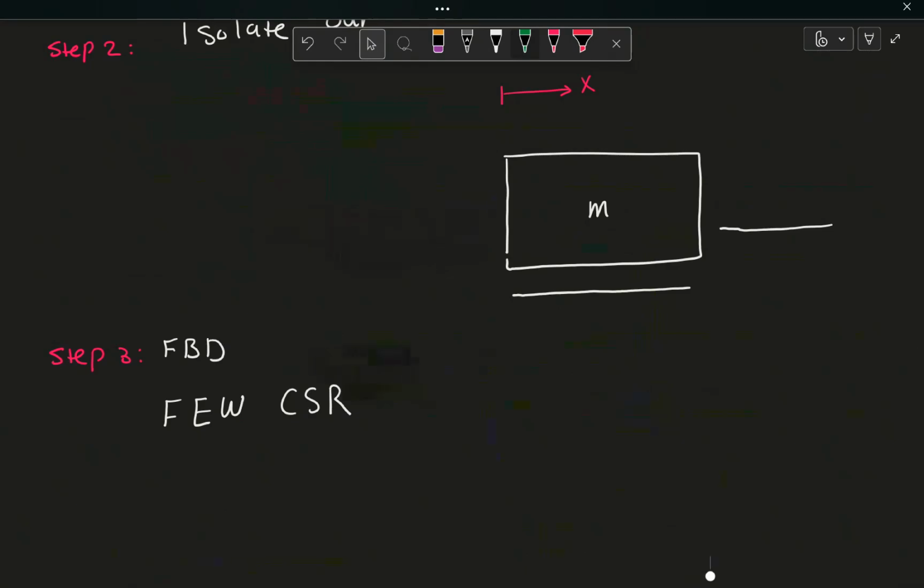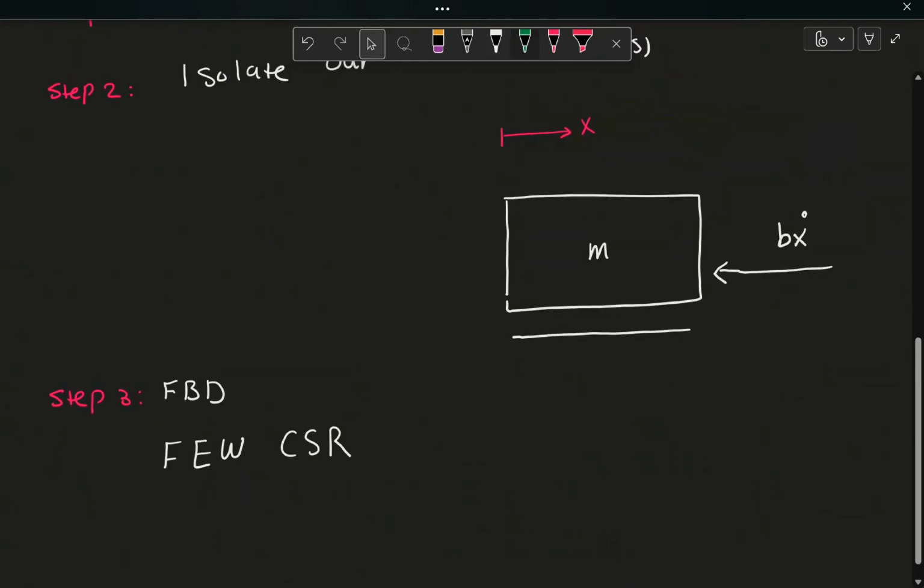It's very simple. Since one end of that damper is connected to the wall and the other end is connected to the mass, the magnitude of that friction force would be b x dot. The direction would always be opposing the direction of motion. If the box goes to the right, we know that the friction force would be going to the left.